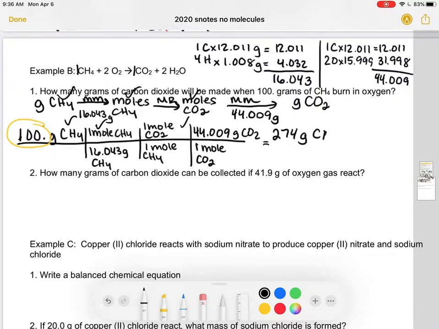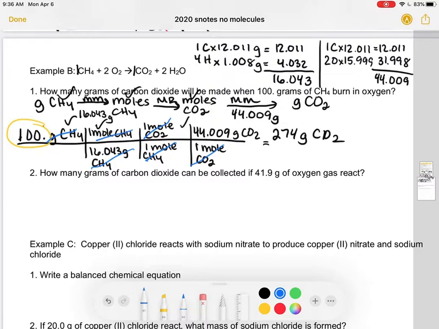Nope, carbon dioxide. Because that's my only unit that's left. I should have crossed them off. Grams of methane, grams of methane, moles of methane, moles of methane, moles of carbon dioxide, moles of carbon dioxide. Sweet. Let's do it again.